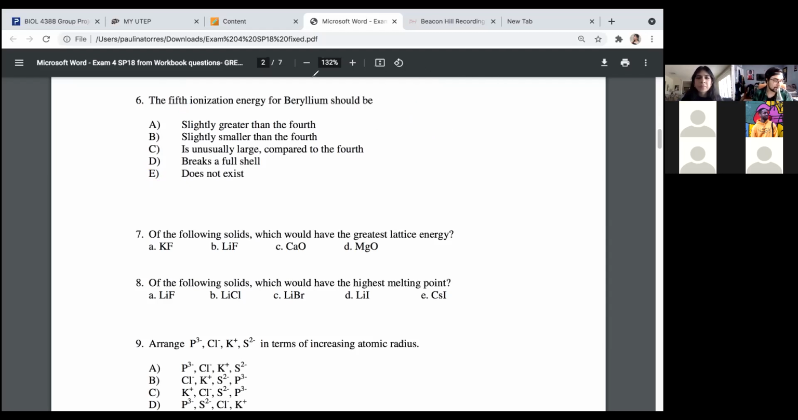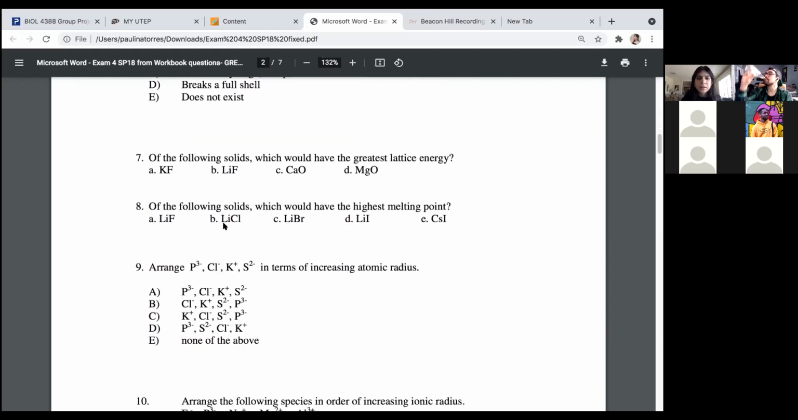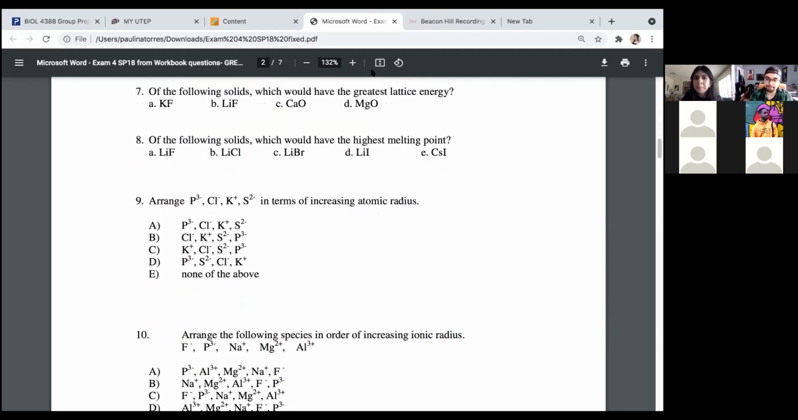All right. And number 7. Of the following solids, which would have the greatest lattice energy?